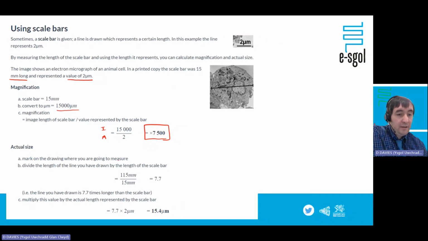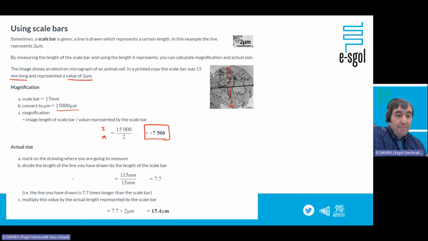So you mark on the drawing where you're going to measure, and divide the length of the line you've drawn by the length of the scale bar. You have to put something on, so you're going to put that one there, like that. You measure the length of yours, you measure the length of the scale bar, and you divide them. In this case, the line that you've drawn is 7.7 times longer than the scale bar.